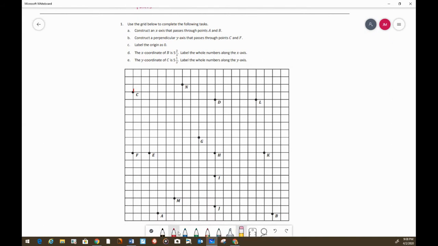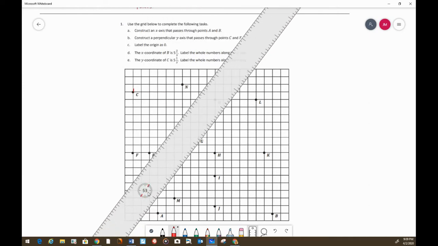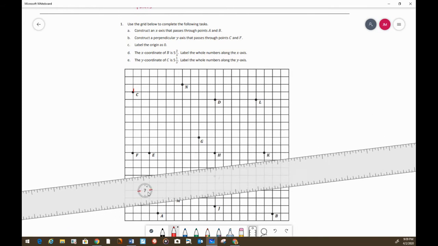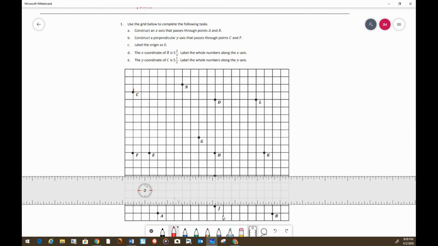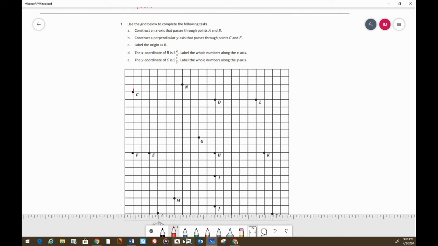Our understanding of this says construct an x-axis that passes through points A and B. Okay, but let's look for point A and B. And since this is going to be the x-axis, we need a 0 degree. There you go. So that has to be horizontal. And this is A and B. So on A and B, we're going to create that horizontal line that they want us to do. So here is what is going to become the x-axis. Now, let's label this axis. It's going to be called the x-axis.